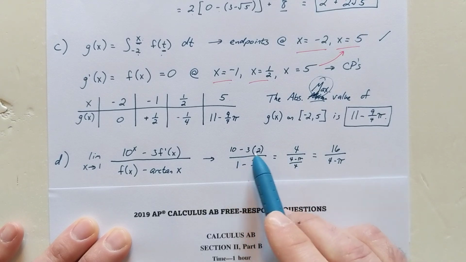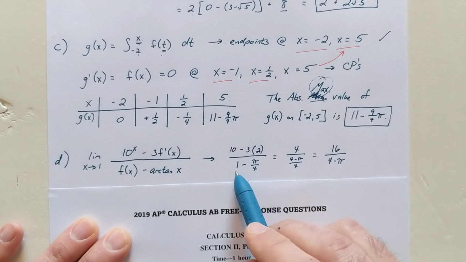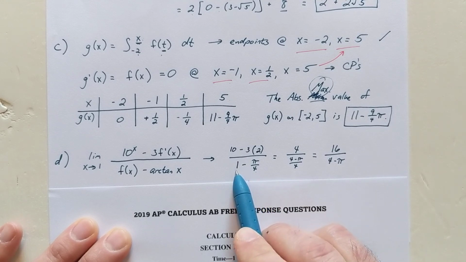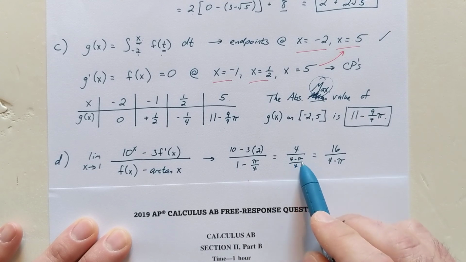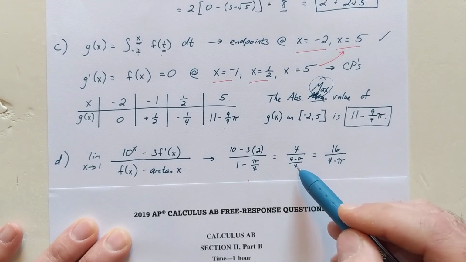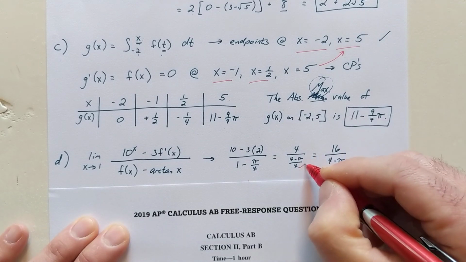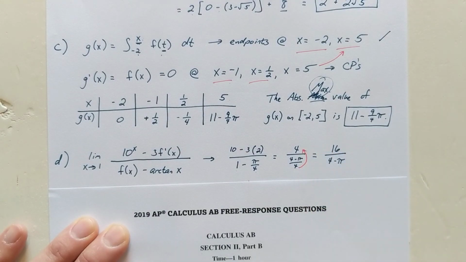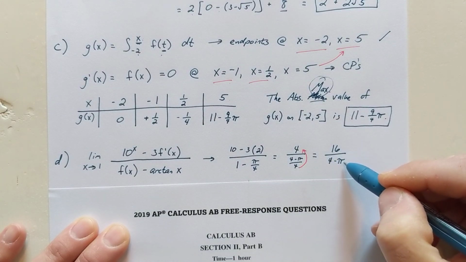So the numerator is a 10 minus 6, which gets us a 4. And I did something they didn't bother to do. I made that 1 into a 4 over 4. Put these two fractions together to make a 4 minus pi over 4. And then remember that the denominator of your denominator actually ends up going into the numerator as well. And I came up with a 16 over a 4 minus pi.